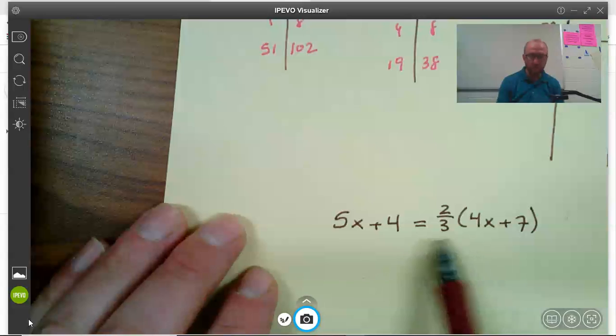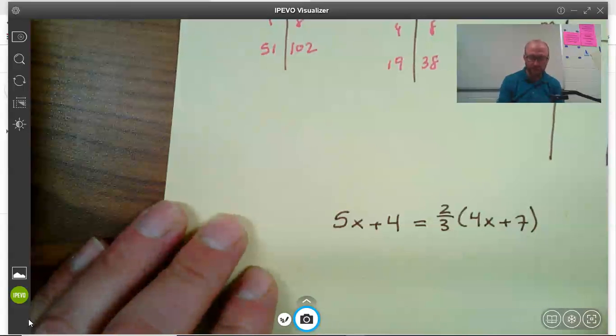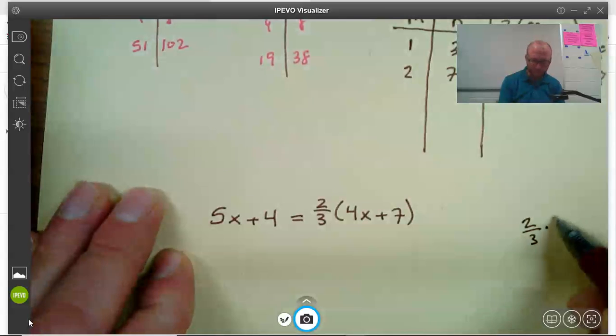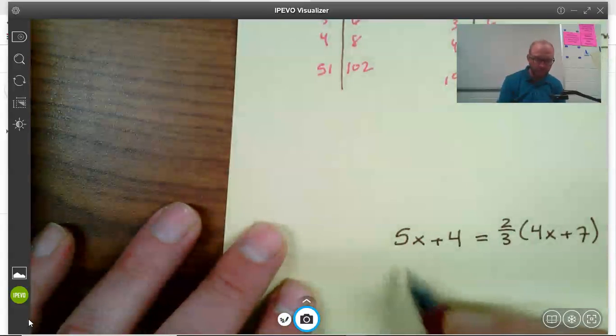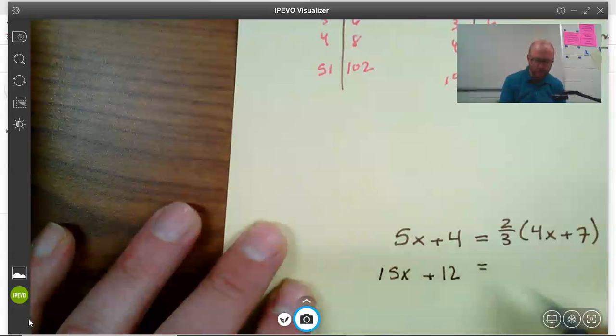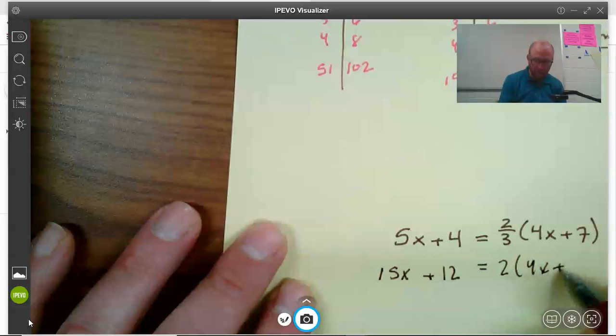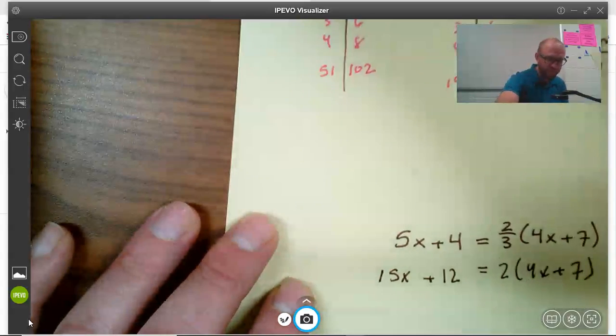I'm going to eliminate it by multiplying both sides of the equation by 3, and that's the denominator of this fraction. When I multiply 2/3 times 3, the 3's cancel out, and I'm just left with 2. So over here, I'll multiply everything by 3. So 5x times 3 is 15x, and 4 times 3 is 12. And then over here, I'll still have my 2, and then nothing changed inside these parentheses. I still have 4x minus 7.